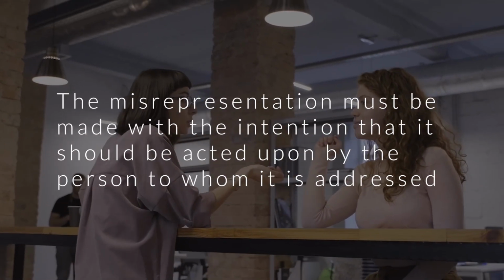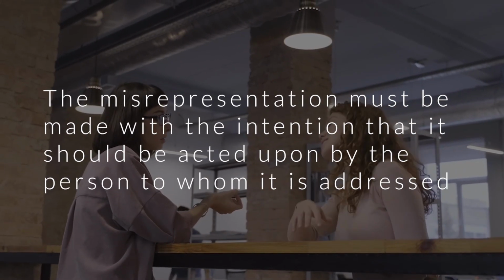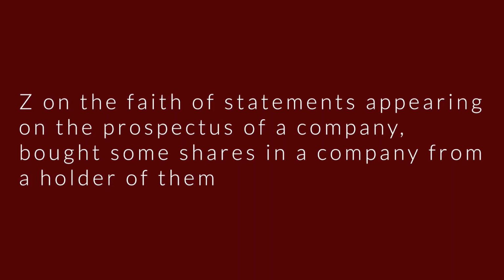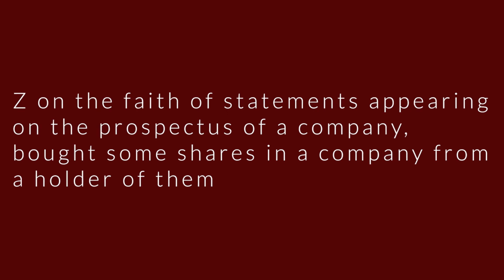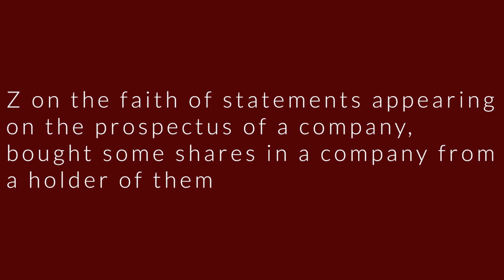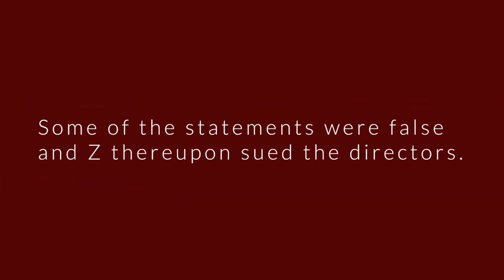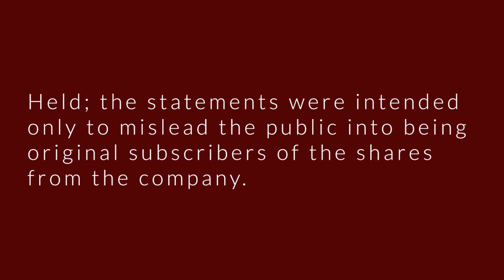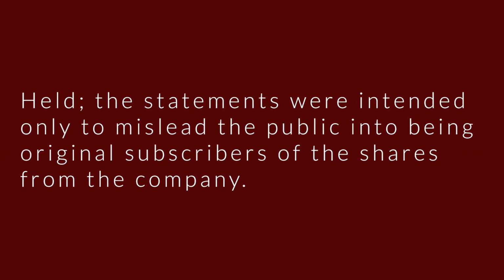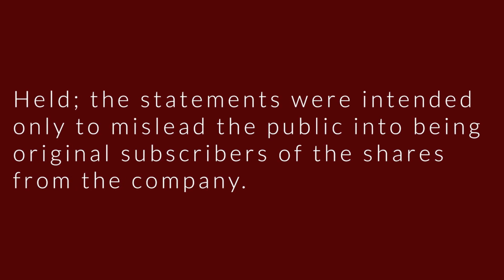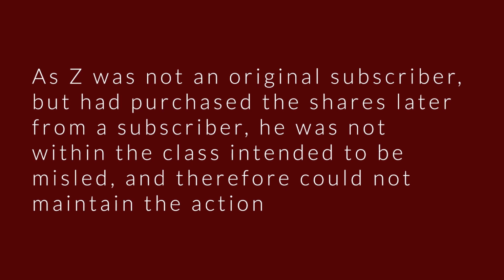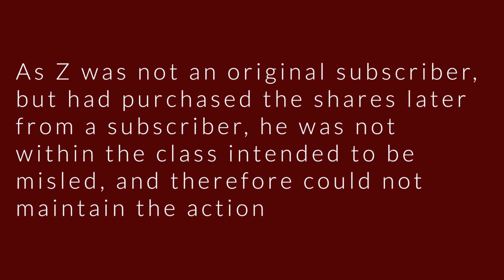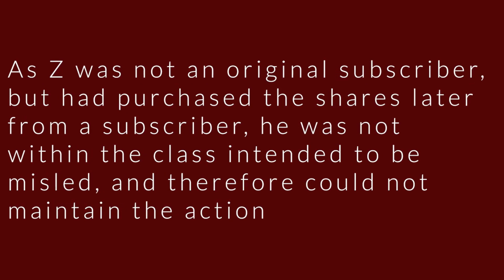Number 3, the misrepresentation must be made with the intention that it should be acted upon by the person to whom it is addressed. So for example, Z, on the faith of statements appearing in the prospectus of a company, bought some shares in a company from a holder of them. Some of the statements were false, and Z thereupon sued the directors. It was held that the statements were intended only to mislead the public into being original subscribers of the shares from the company. And as Z was not an original subscriber, but had purchased the shares later from a subscriber, he was not within the class intended to be misled and therefore could not maintain the action.